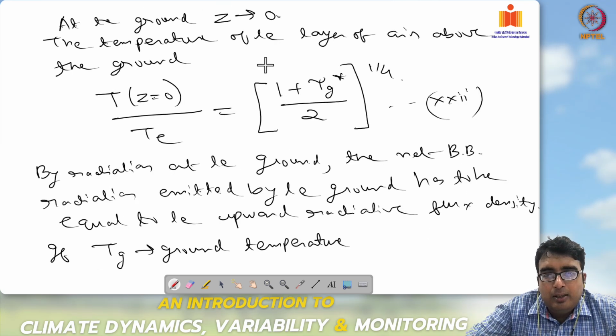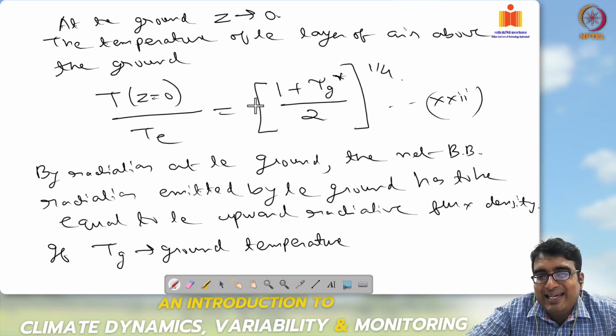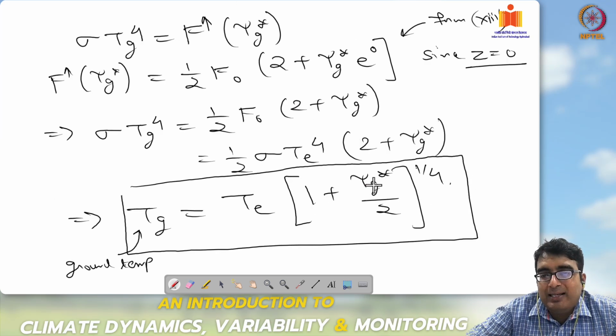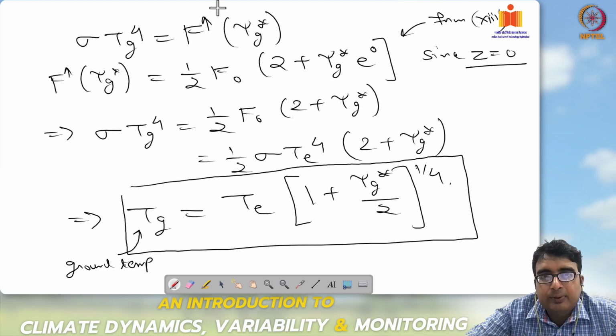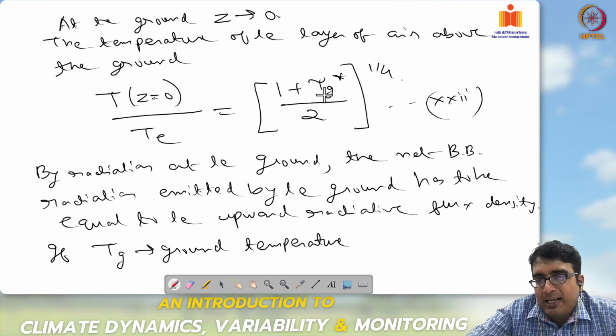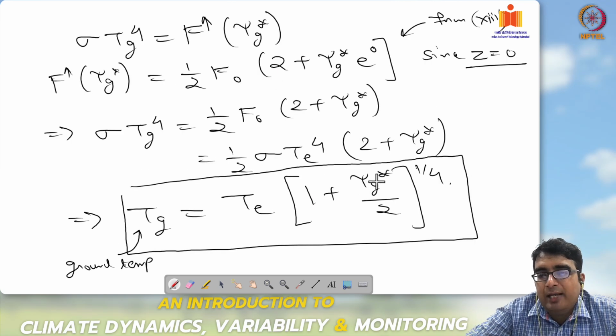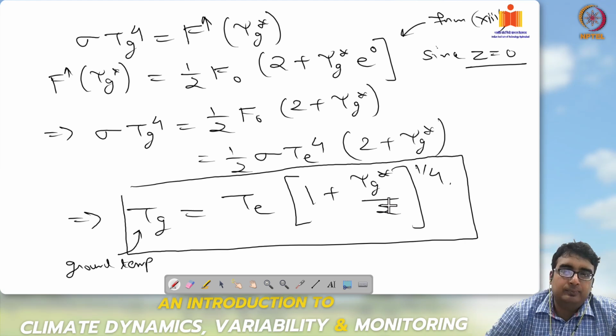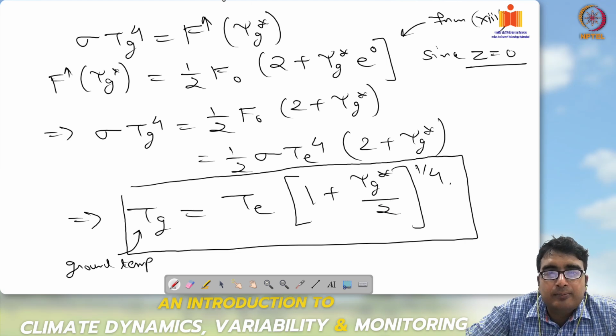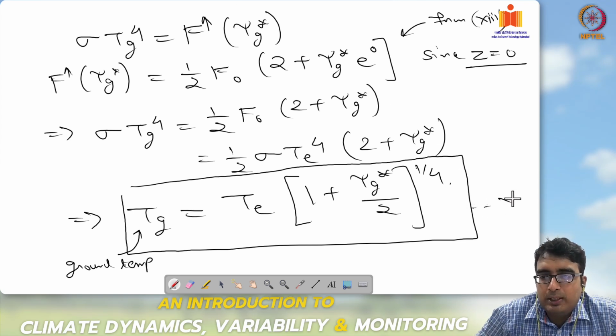Alright. So this is the temperature of the air above the ground, which is Te into 1 plus Tg star by 2 to the power 1/4. Here it's 1 plus Tg star by 2. See, there is a slight difference. Okay. So here it's half plus Tg star by 2. Here it's 1 plus Tg star by 2 to the power 1. Everything else is the same. Okay. So this expression is basically expression 23.